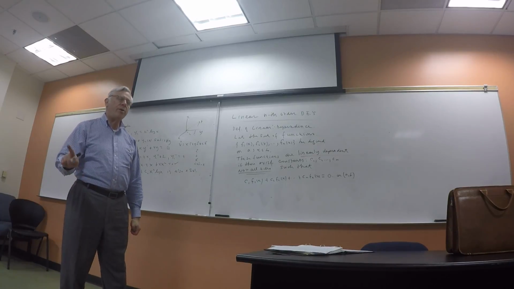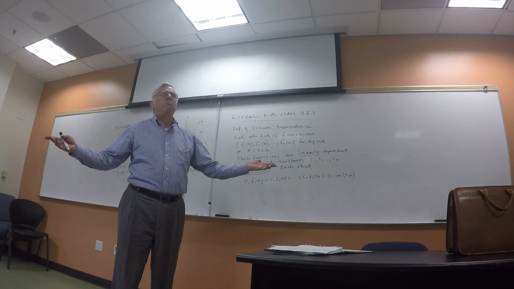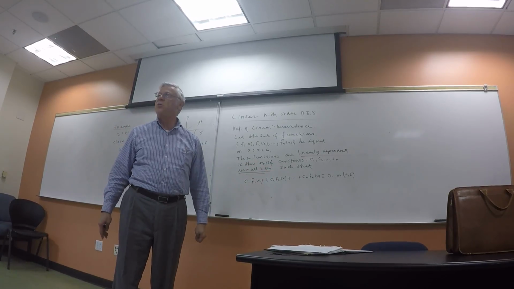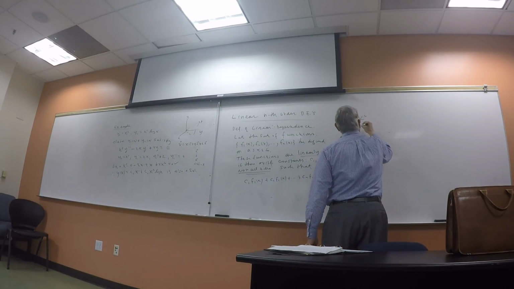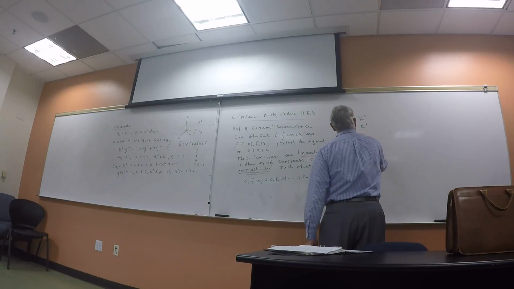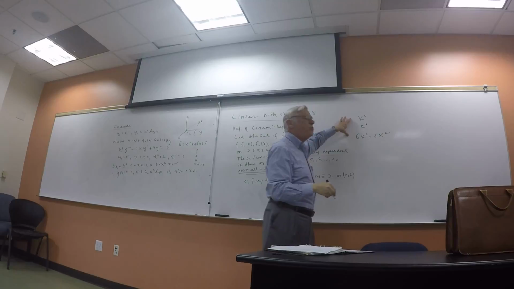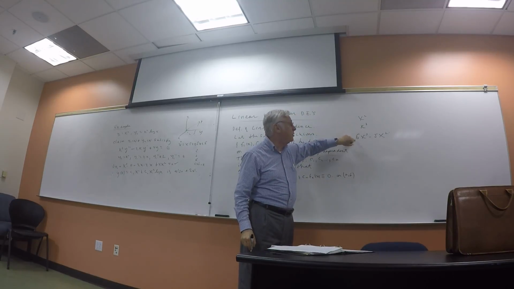If I had x squared, x cubed, there's no way of writing x cubed as a multiple of x squared. But suppose the first function was x squared, the next was x cubed, and the third was 6x cubed minus 5x squared. That set would be linearly dependent, because the third is a linear combination of the first two.